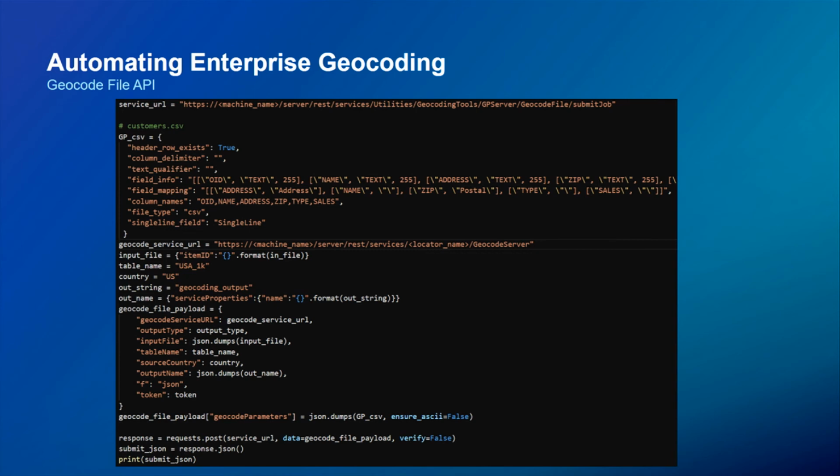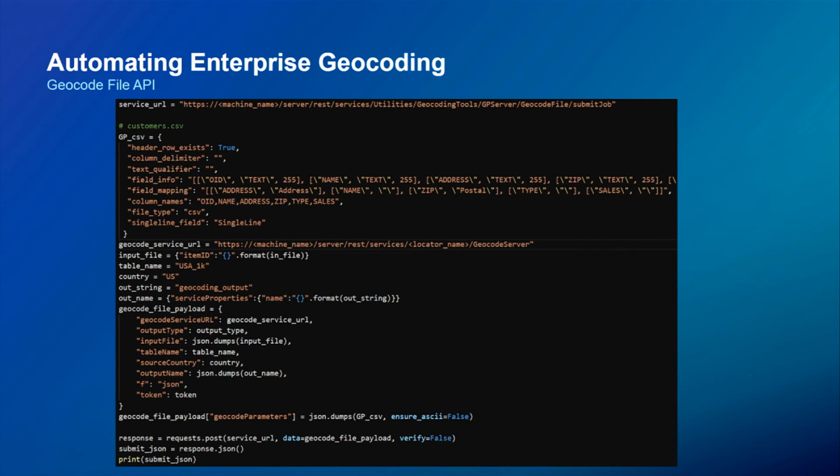So the geocode parameters is the only really complicated parameter. It's a JSON bag with a lot of different things in it, specifically the field mapping, what field type is, what file type is in the zipped file that I'm opening, all that sort of stuff.